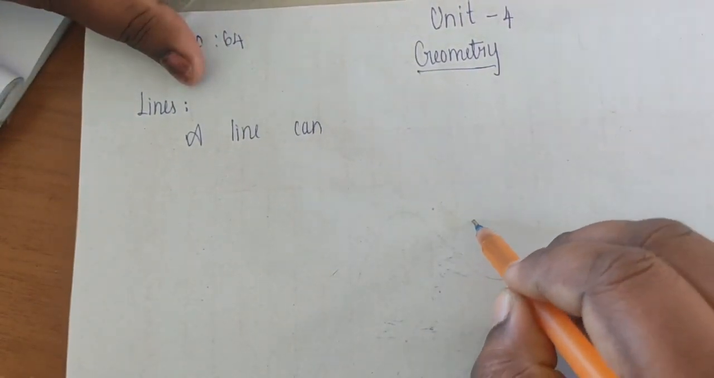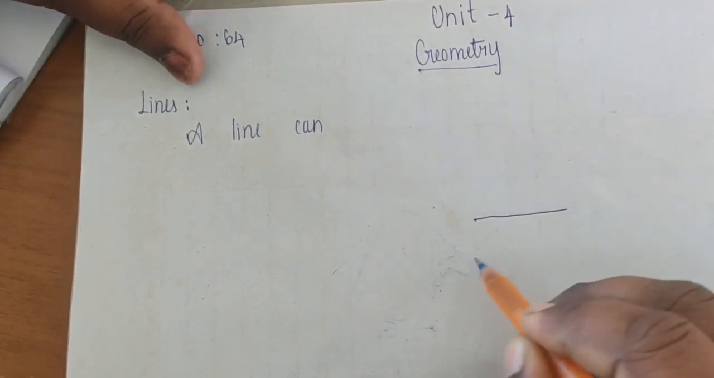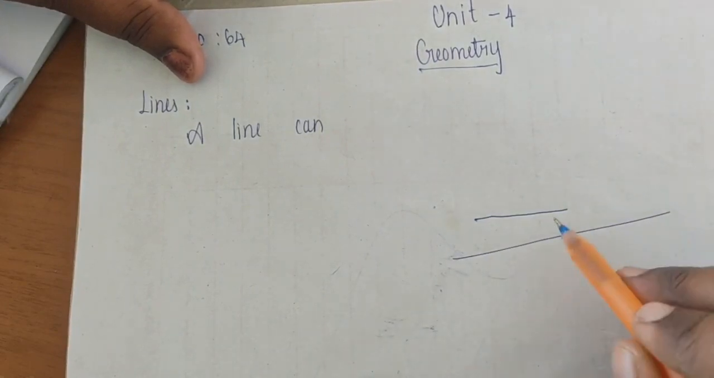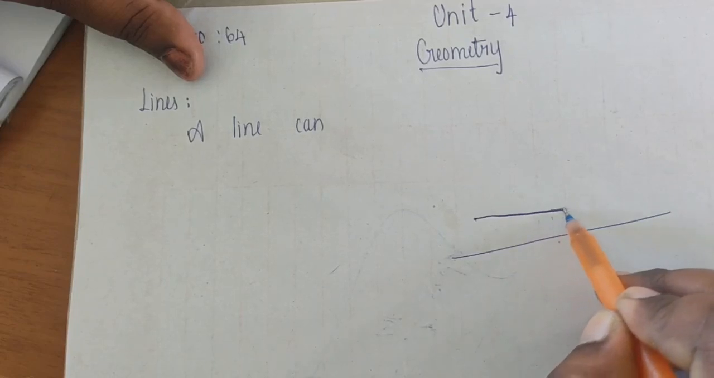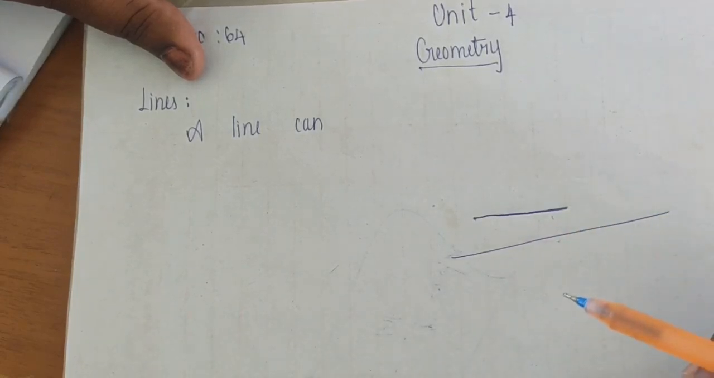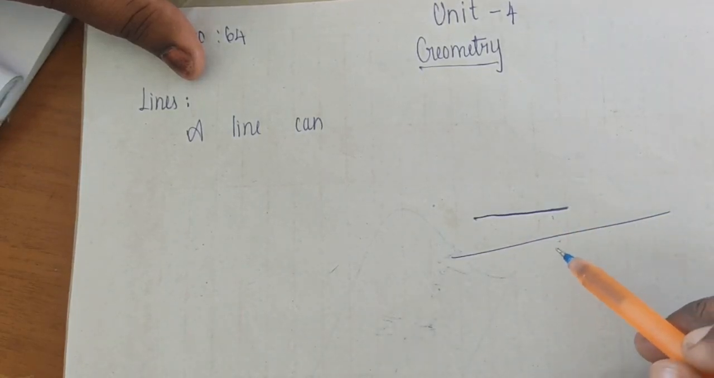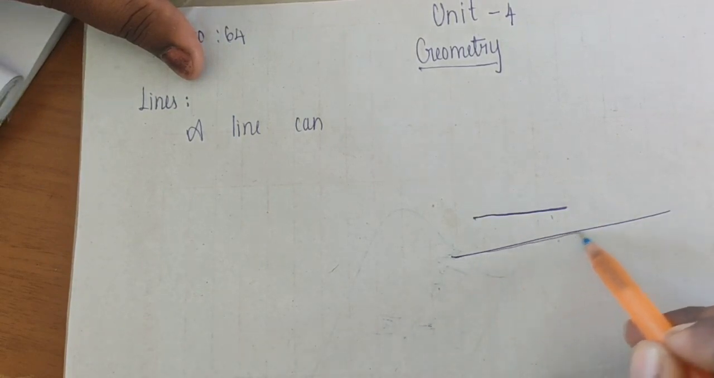Which line is short? This or this? This line is short. Yes, this line is short. Okay students, what is a line? Which line is long? This line is long.